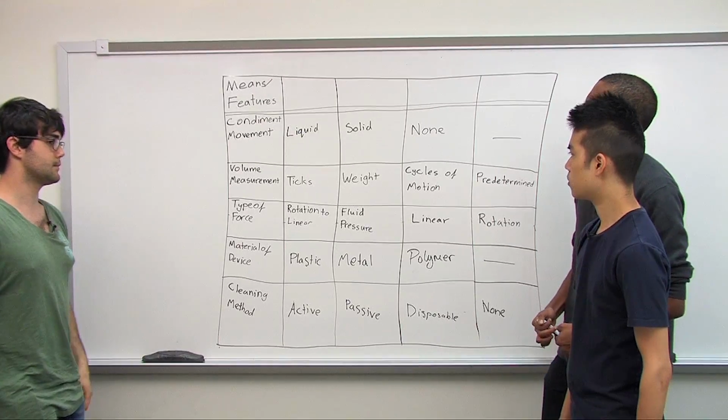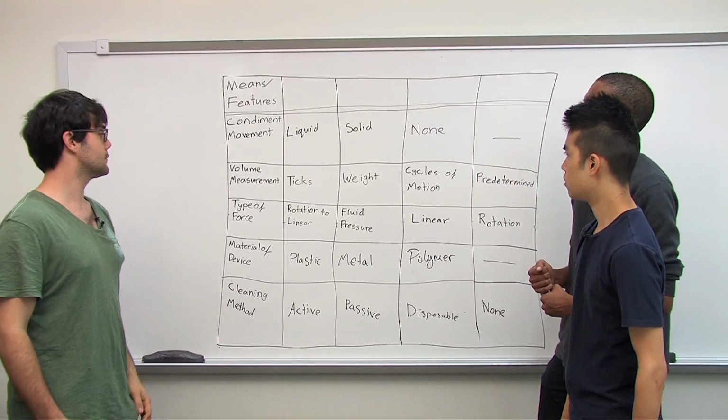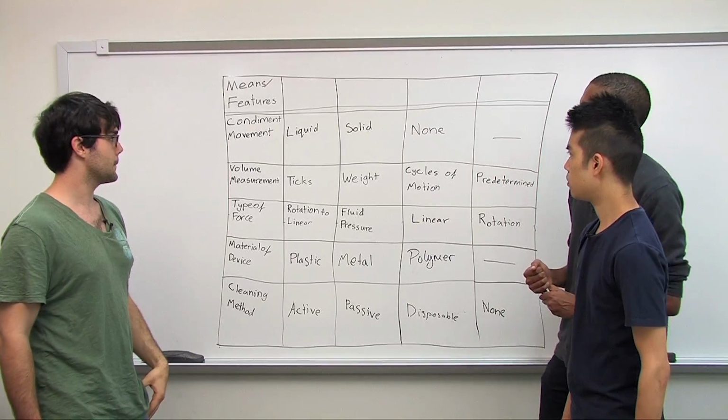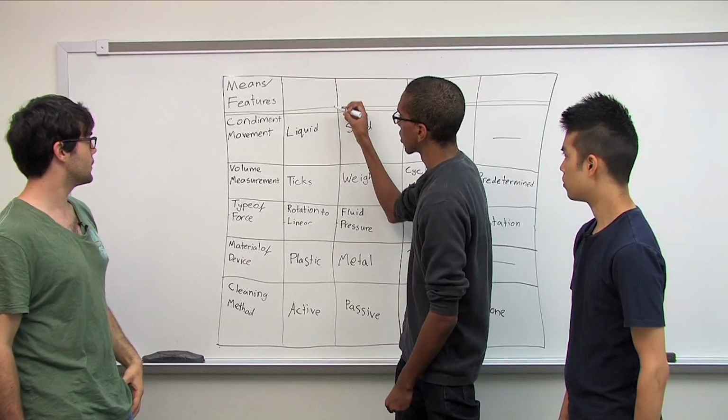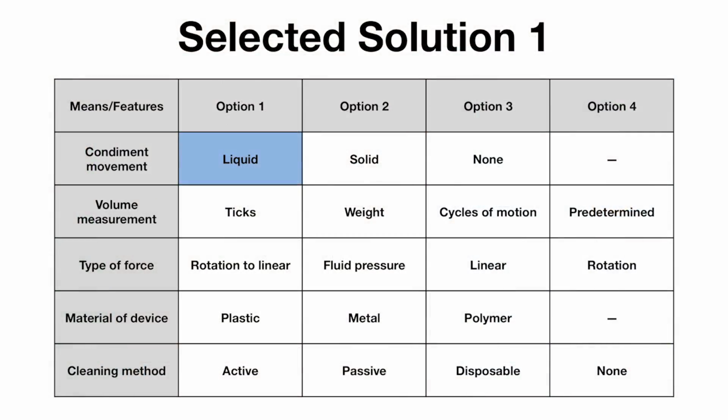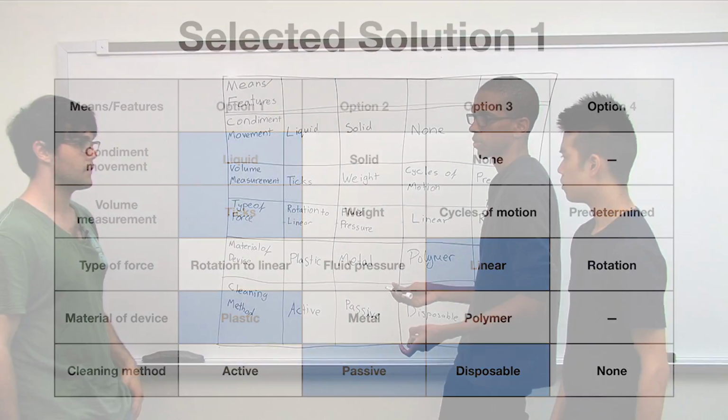Right. So for, let's say the syringe method, we would use a liquid condiment with ticks for measurement. We would use linear force to push the condiment through the syringe, and then the material would be most likely plastic, and the cleaning method would probably be passive or disposable, because you could pass water through the syringe to clean it, or you could dispose of a syringe if it was small enough.